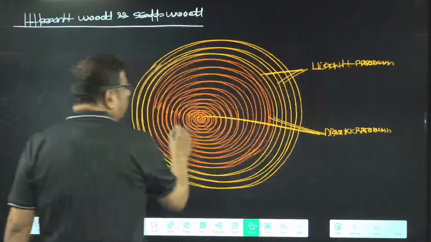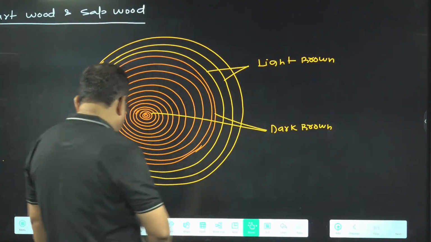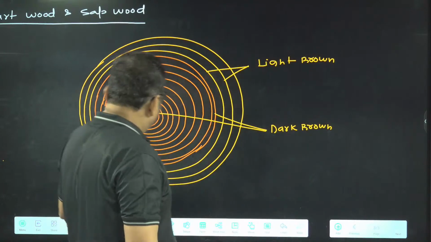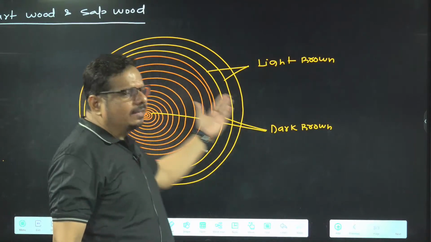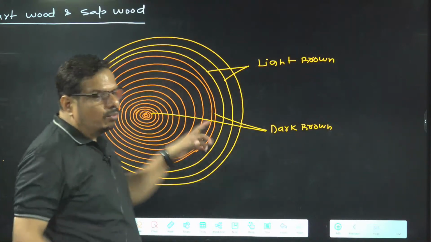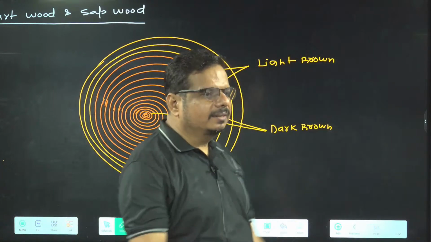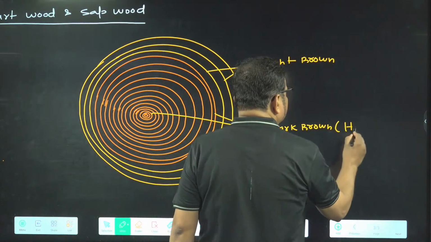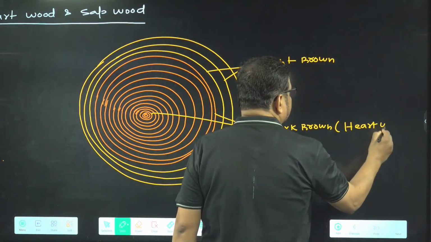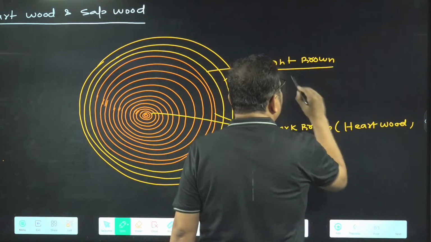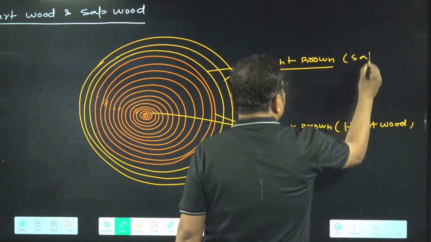So the central part is which one? Dark brown. And the peripheral part is which one? Light brown. Whenever you see the TS of a trunk of a tree, you will find the central part is more brownish, dark brownish in color. So this dark brown part is called which one? Heartwood. Got the idea? And this light brown part is called which one? Sapwood.